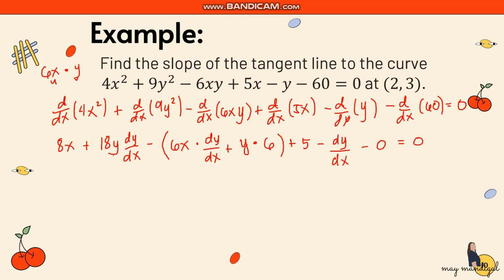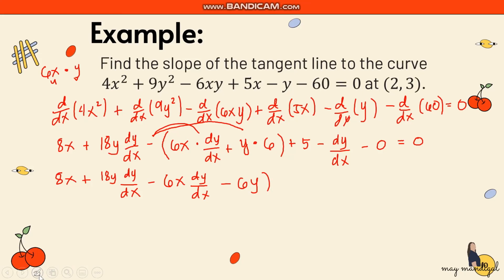Now the next thing that we have to do is to simplify first the one inside the parentheses. So 8x plus 18y dy over dx minus, and since this is minus, we also have to distribute, because the one that is negative here is the whole derivative of 6xy. So I have to distribute this to the two terms here. So this will be negative 6x dy over dx, and then negative 6y, plus 5 minus dy over dx equals 0.